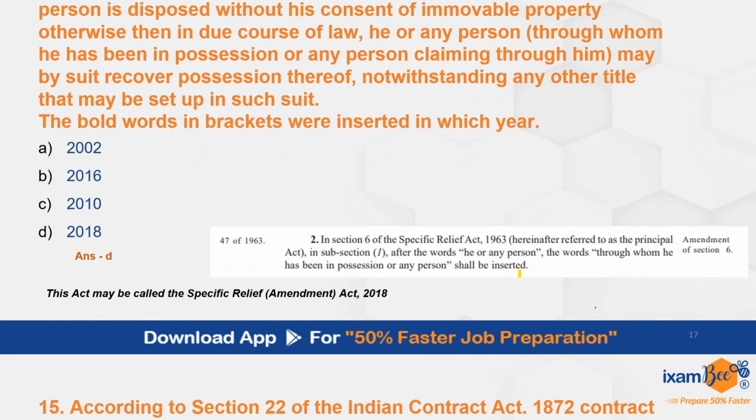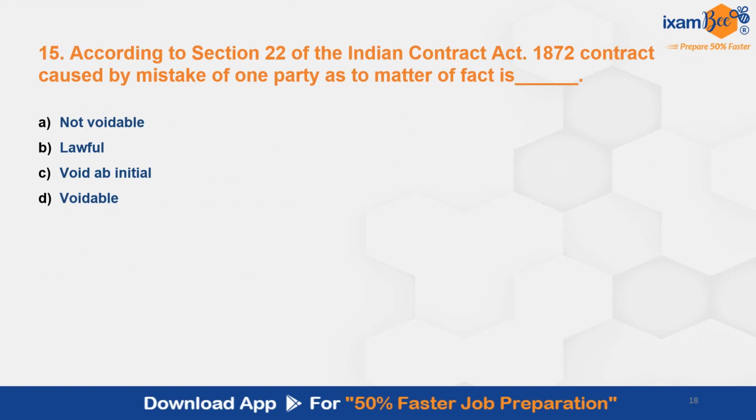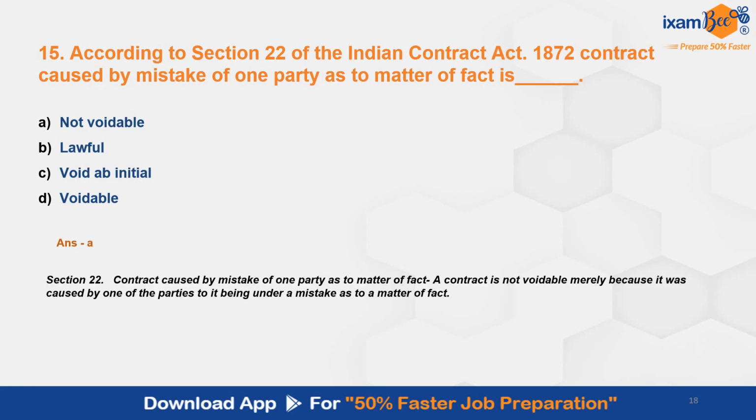Then coming to question number 15. According to section 22 of the Indian Contract Act, contract caused by mistake of one party as to matter of fact is. The correct answer is A, not voidable. Section 22 deals with it. Contract caused by mistake of one party as to matter of fact is not voidable merely because it was caused under a mistake as to matter of fact.